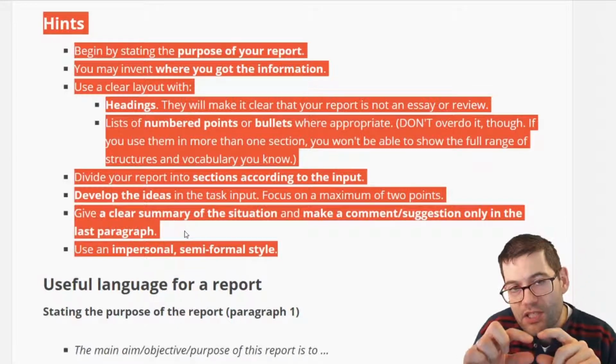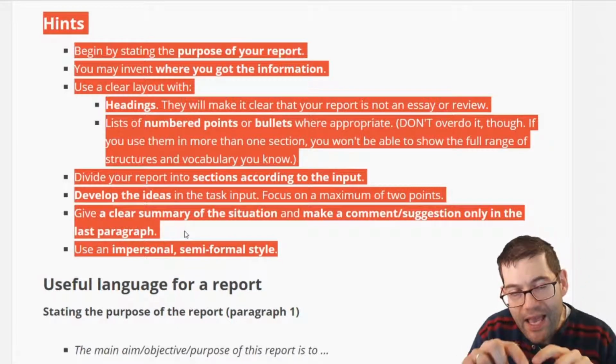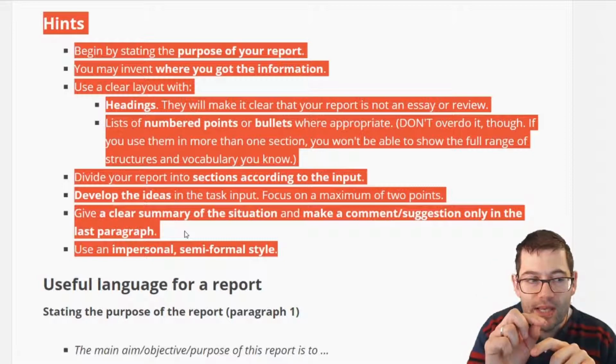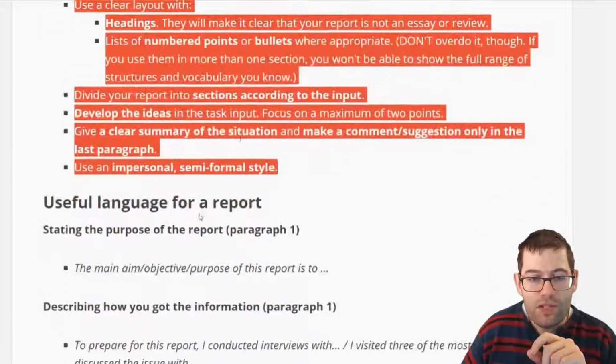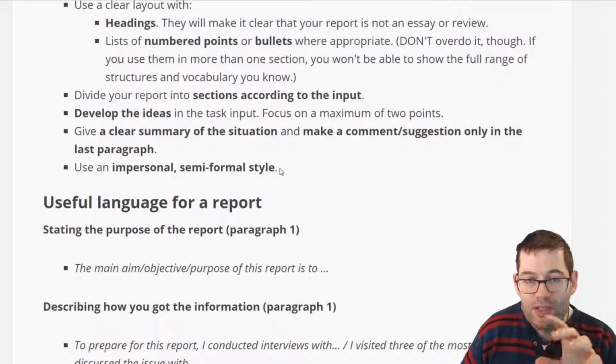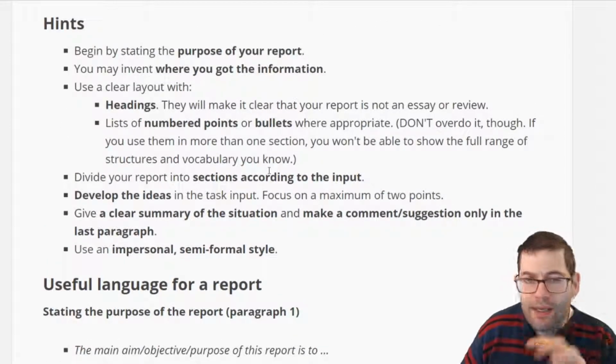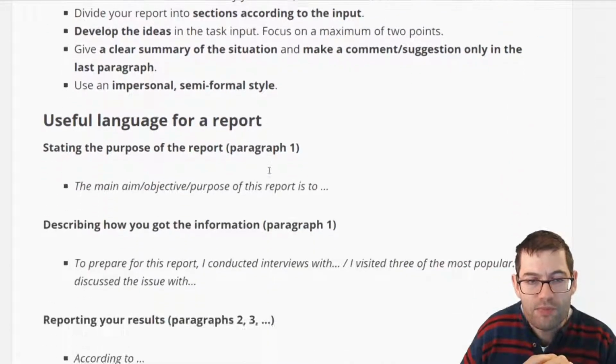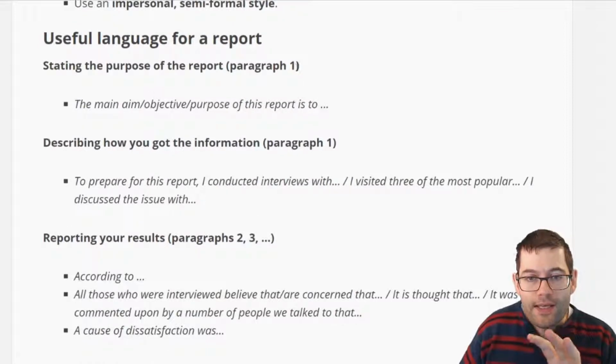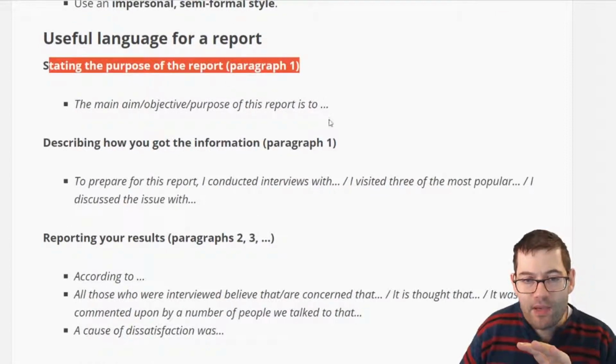So very specifically, put your suggestion at the end, not all the way through the text, just at the end, and use an impersonal, semi-formal style, or formal depending on if you're writing to your principal.